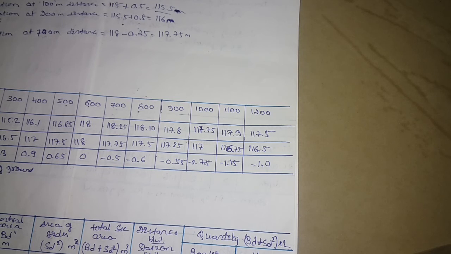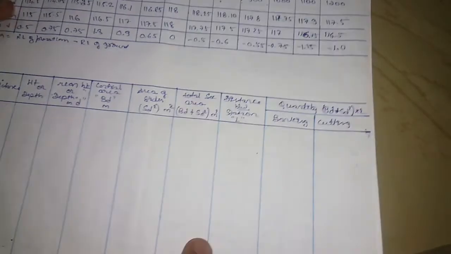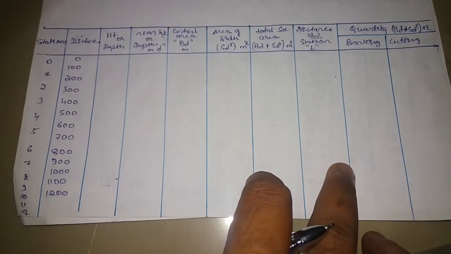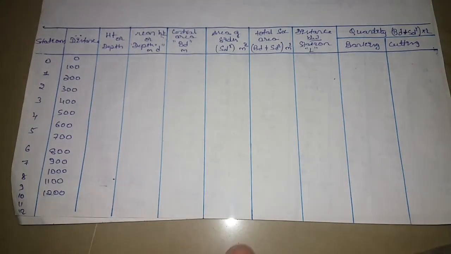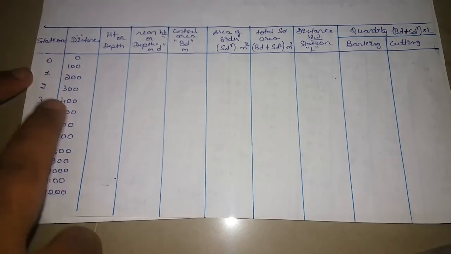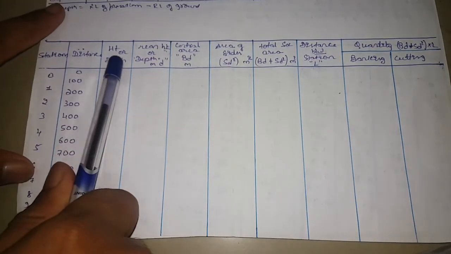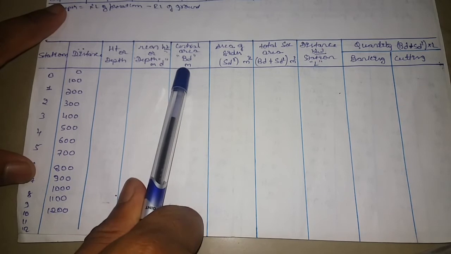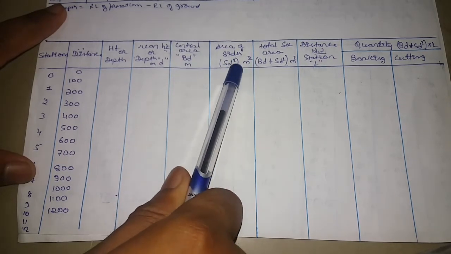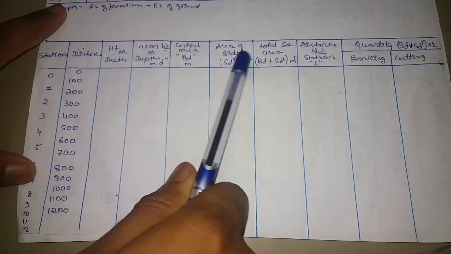And we have already tabulated them in the tabular column. Now we need to go on calculating the other part. The next tabular column is to calculate all the overall values, right? I have already prepared the table so as not to waste more time. This is what we saw in the last video also, the same thing we are doing. One column is station, one column is distance, height and depth, the mean height, and central area BD, the area of the sides SD square, total sectional area. By adding these two we'll get this.